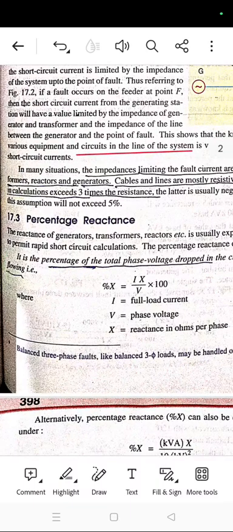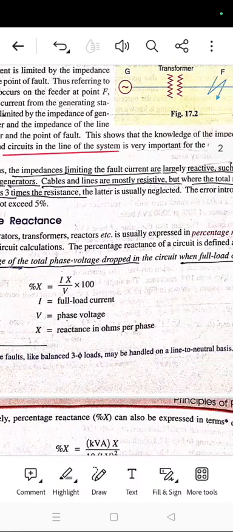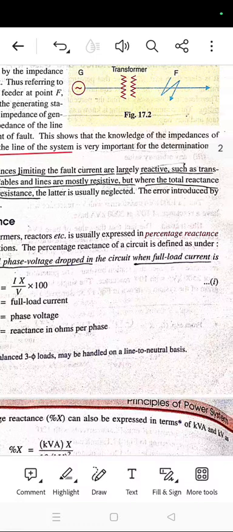In many situations, the impedances limiting the fault current are largely reactive.